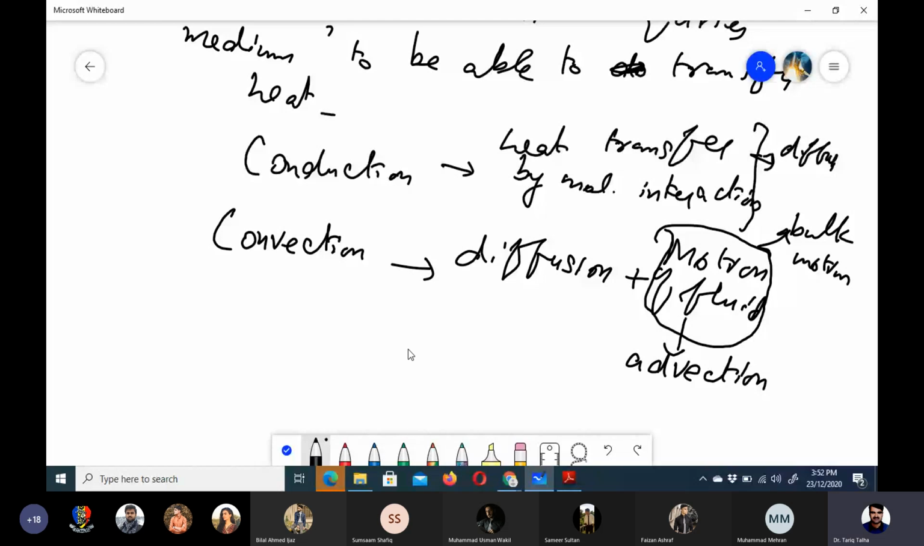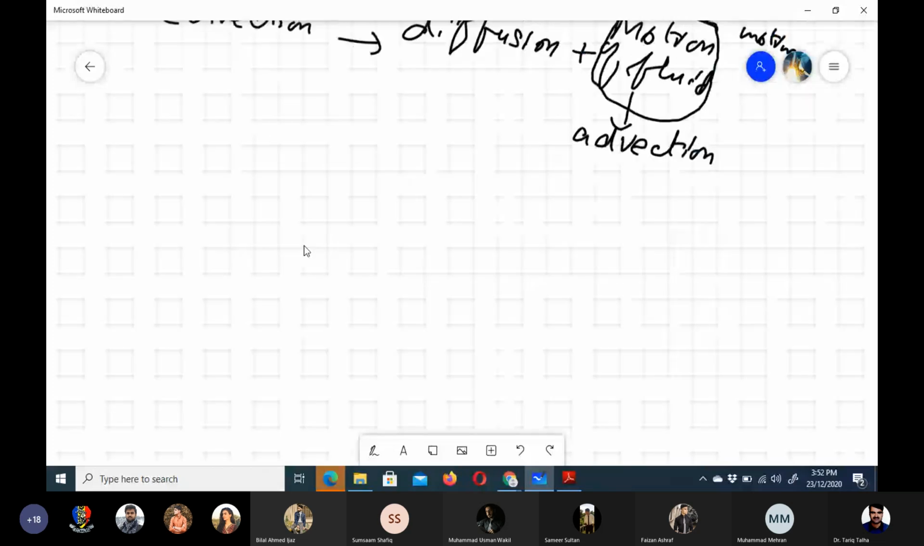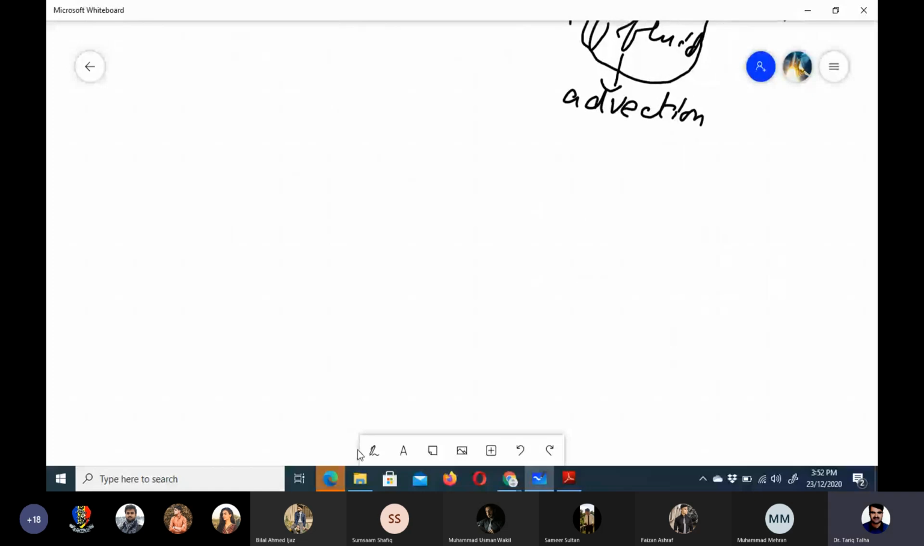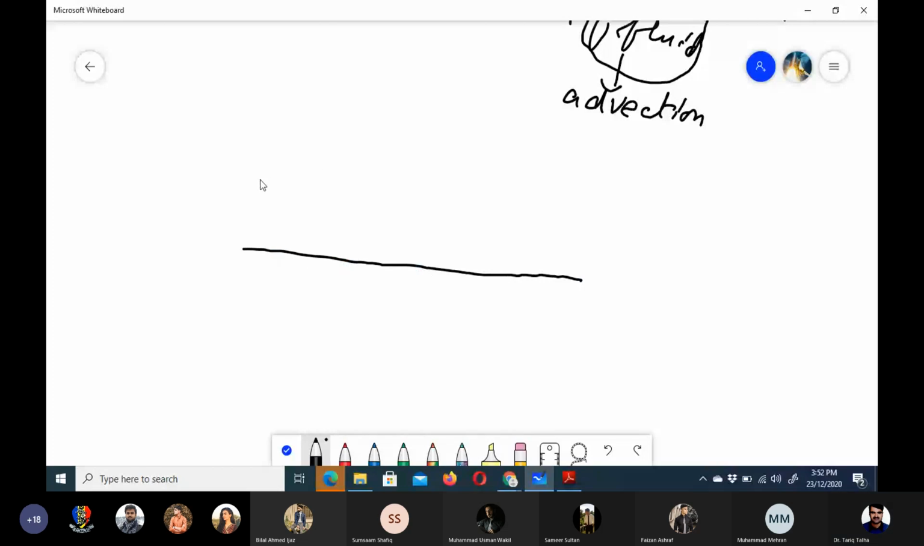Now, in convection we know that we have interaction of a solid surface with the surrounding fluid. Now there is a concept called no slip. Have you heard this name in fluid mechanics? No slip boundary condition. What is this? The fluid at the surface sticks to it.